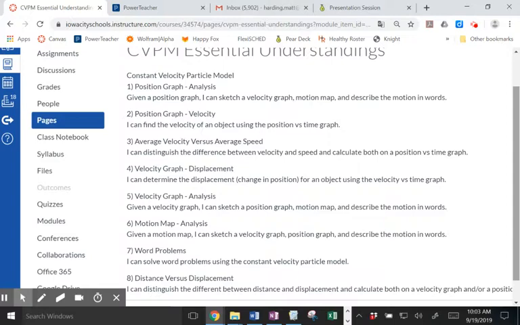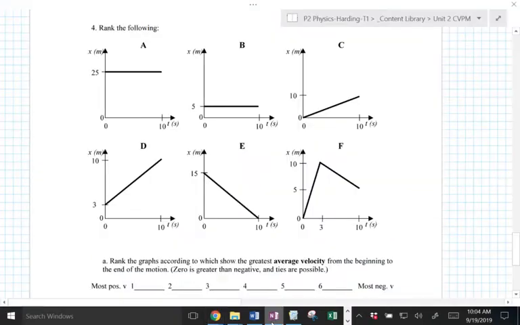Down here, 2.8: I can distinguish the difference between distance and displacement, and calculate both. Well, the big thing is distinguishing them. So if I ask you total distance or total displacement. All right, so I'm going to shut up and throw this at you, okay?